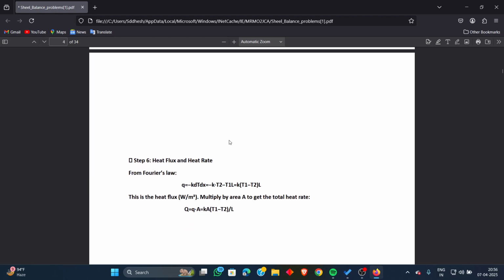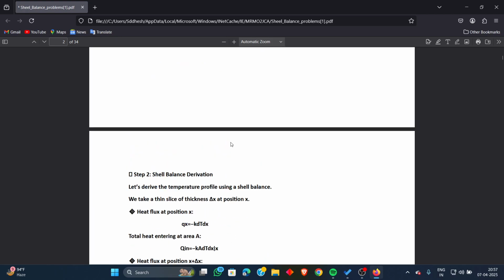Step 6, heat flux and heat rate. From Fourier's law, we get q is equal to minus k dT by dx, which is equal to minus k (T2 minus T1) by L, which is equal to k (T1 minus T2) by L. This is the heat flux in watt per meter square. Multiply by area A to get the total heat rate, that is Q is equal to small q into A, that is kA (T1 minus T2) by L. This is the final answer that we get from the various steps that we did.